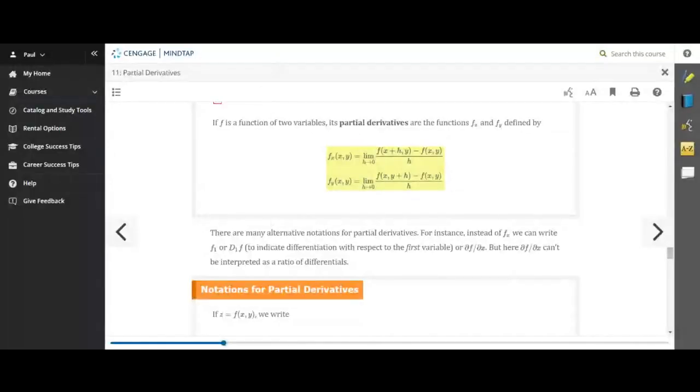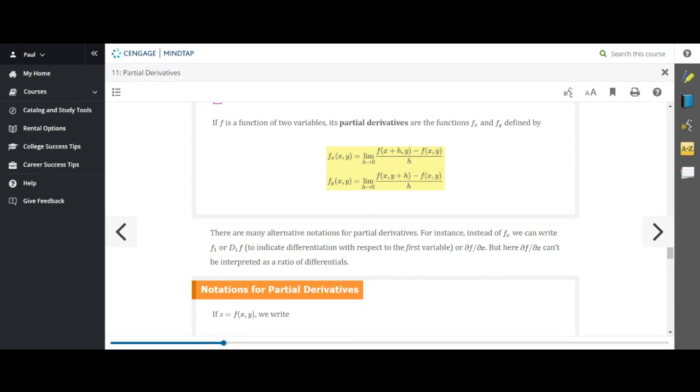Here you see now the definition of partial derivative. The f sub x stands for the partial derivative of f with respect to x. There you're holding y constant and letting x change, x plus h to x. And then the second equation is the partial derivative of f with respect to y. There, you are holding x constant and letting y change.